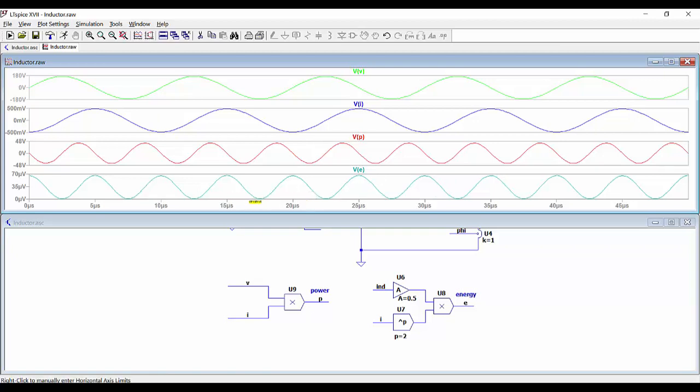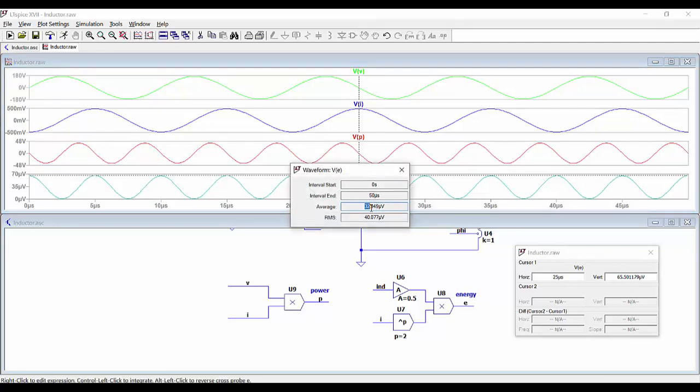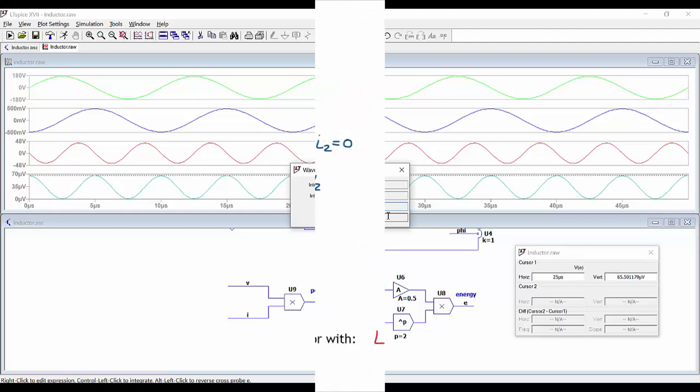So we can see that now this value here goes from 0 up to the maximum value, which is 65.5 microjoules, and the average value of the energy is 32.9 microjoules. So we can check that everything is as expected from the theoretical analysis.